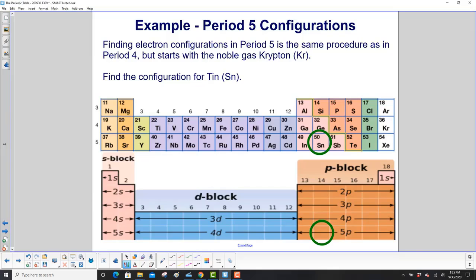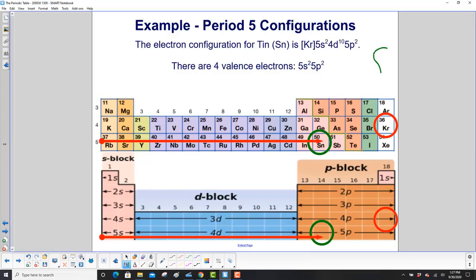Finding electron configurations in period 5, that's over here and also here. Here are our electrons. It's the same procedure as in period 4, but instead of starting with argon, we're going to start with krypton, because krypton is in the period right above your period 5 elements. So find the configuration for tin, and tin, the symbol is Sn.